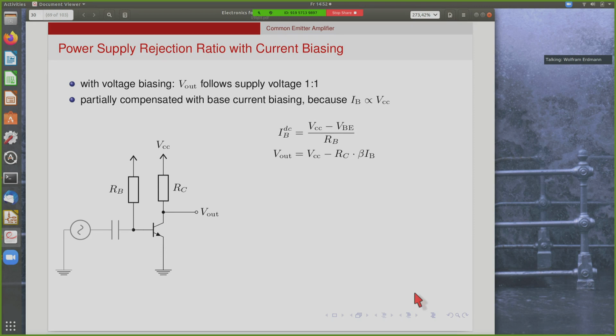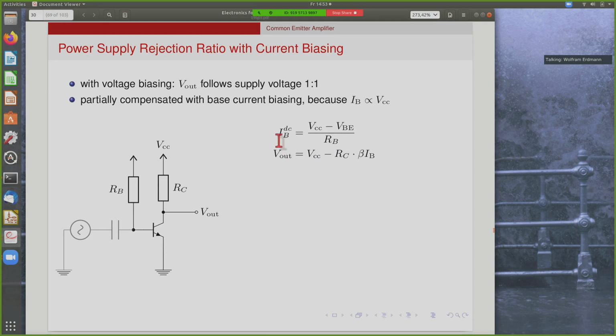Another important aspect is how the output changes as a function of the supply voltage. This is called the power supply rejection ratio. We've seen that when you do voltage biasing, the output follows the input 1-to-1. Now that we use this current biasing with this resistor, this is partially compensated because now the base current is also proportional to the supply voltage, and that pushes down the working point again.